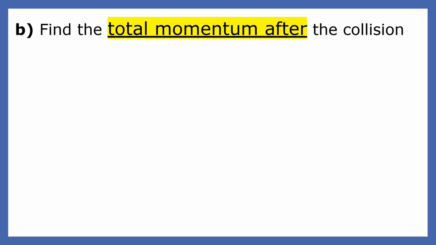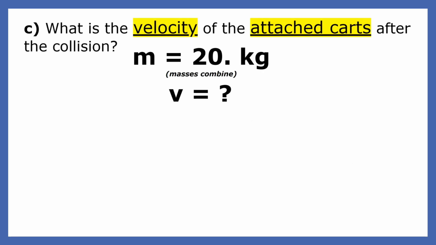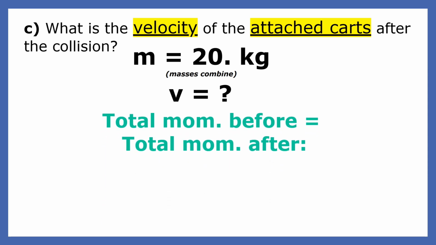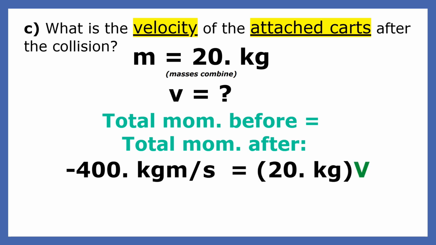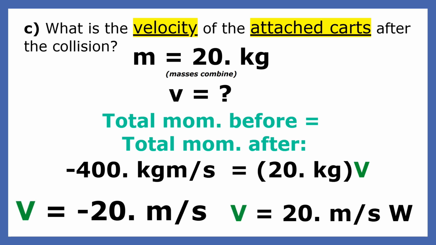The second part of this question asks for the total momentum after. So since we know the total momentum before, it's obvious that the total momentum after is negative 400 kilogram meters per second. Now that we know the total momentum before, we can find the velocity of the combined masses after. Once the two 10 kilogram masses combine, we have a single mass of 20 kilograms. The velocity of the 20 kilogram mass after is negative 20 meters per second, or 20 meters per second west.